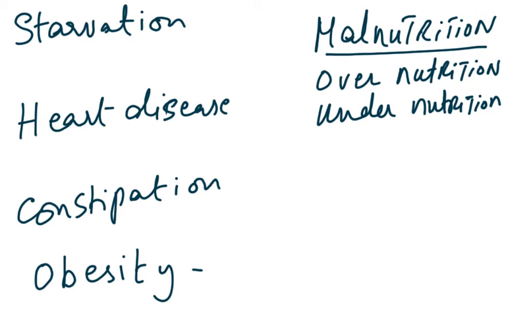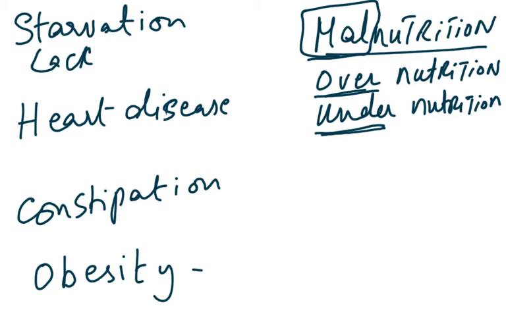Then the next topic on the syllabus is malnutrition, and please remember malnutrition is overnutrition or undernutrition. Mal means there's something wrong, and that could be more or less. So overnutrition. Starvation is lack of food. There's no food available. There's drought, and there's no crops, so there's lack of food.